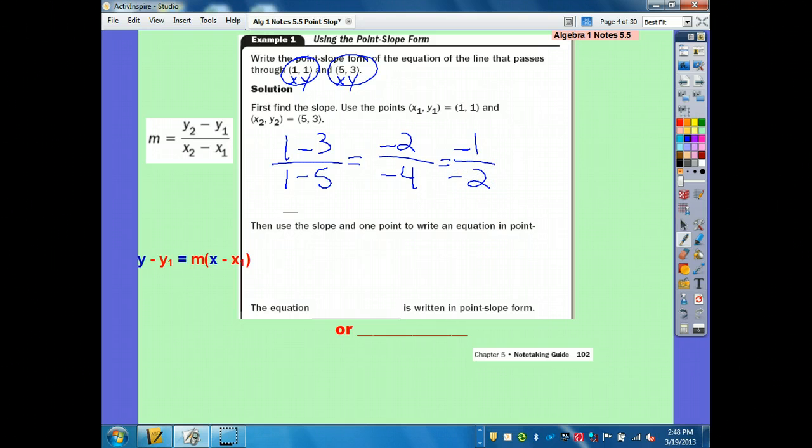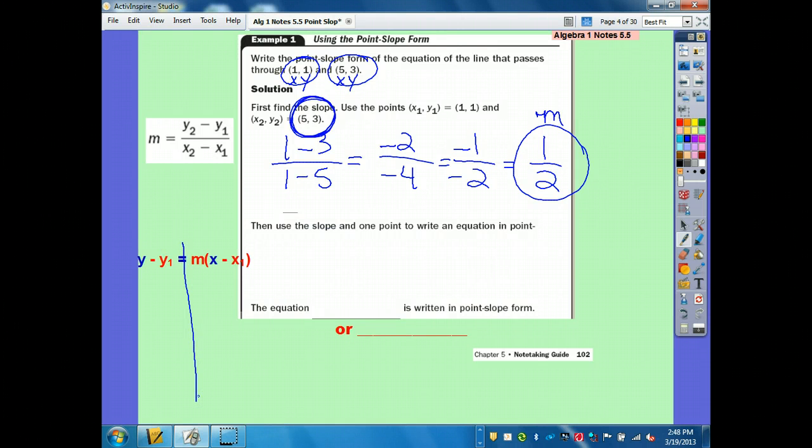Am I done? No, because what is a negative over a negative? So it's just a positive 1/2. And what did we just solve for? That is my m, my slope. Perfect. All right, so we did number one. We have our slope. Number two, now we have to substitute numbers in. Let's just use the 5 and the 3, okay? We'll use that one first. And I believe on your notes you have this written off to the side also, correct?